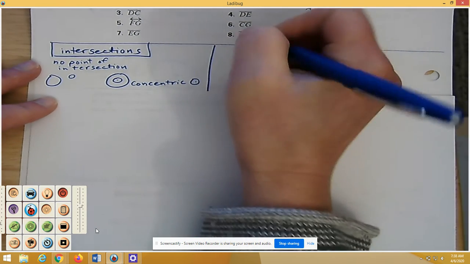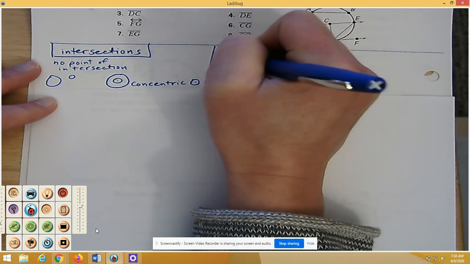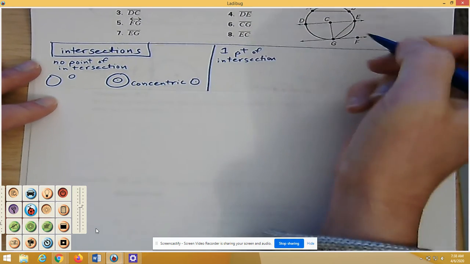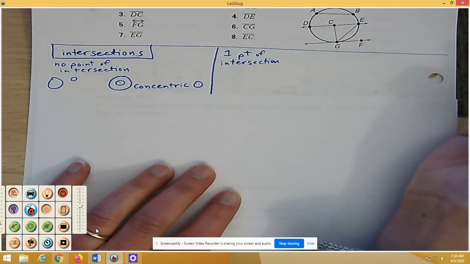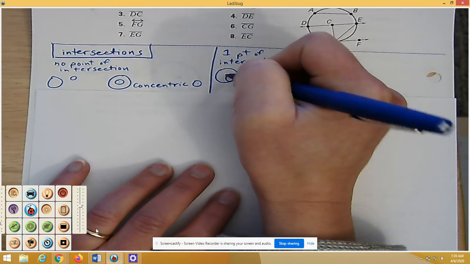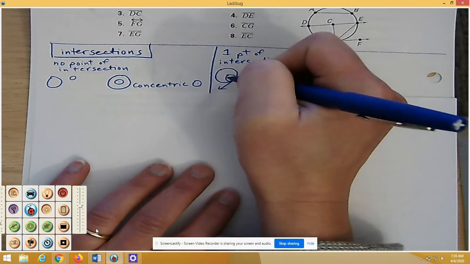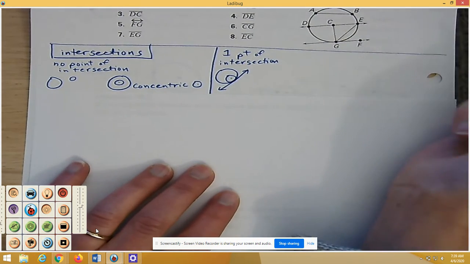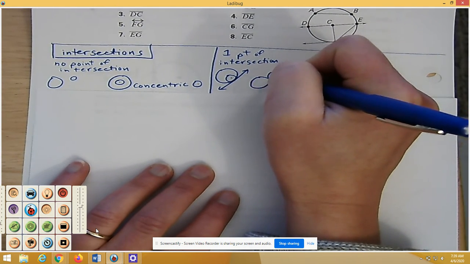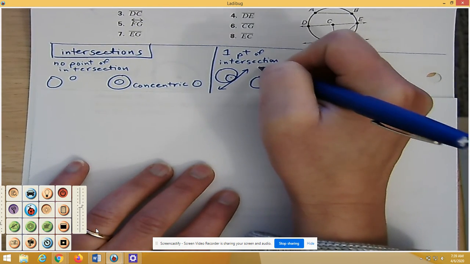We could have 1 point of intersection. All right, and then that can look like a couple of things. It can look like this, where you have a circle, and then another circle here, and then the tangent would touch in one spot. If you want, you can put a little point in there. It could be like a snowman, where you have a circle and then another circle, so a smaller snowman, and then your tangent going through once.